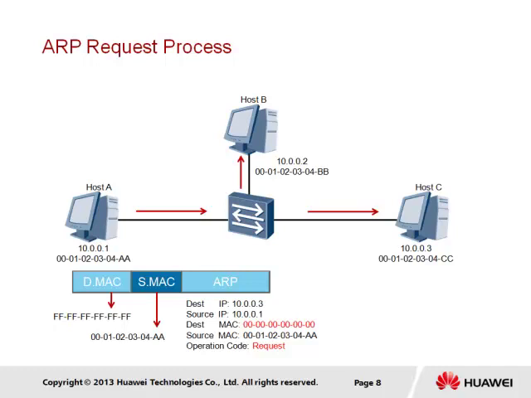However, in the case of host C, the end station will utilize the information within the ARP header in order to populate its own ARP cache with information that allows the MAC address of host A to be resolved.